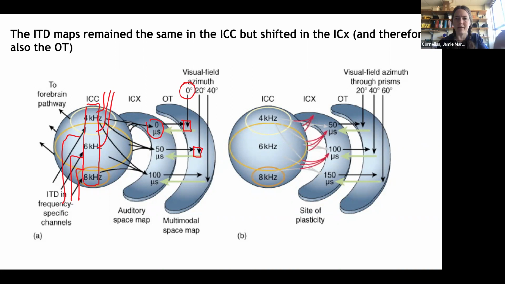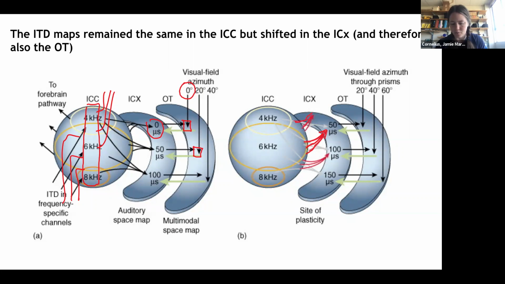So a bell that's 20 degrees shifted provides a 50 microsecond ITD and a 20-degree visual field. When you put on the prism goggles, it changes the relationship between the visual azimuth and the acoustic azimuth. And so what you see are these red lines here in the right-hand drawing that are shifting the relationship. This is the plasticity.